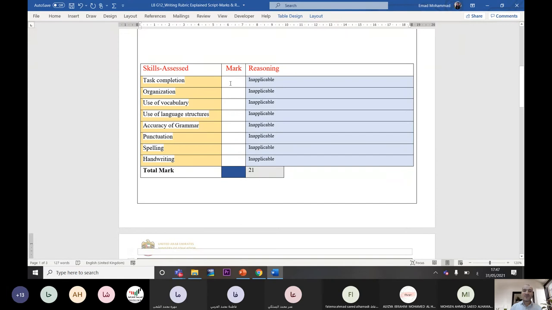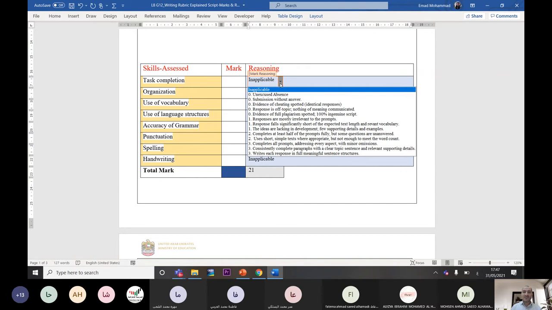Here we go. You will get 3 out of 3 in the task completion part if you write each response in full, meaningful sentences and you have written a paragraph with a clear topic sentence. If you do this, you will get 3.